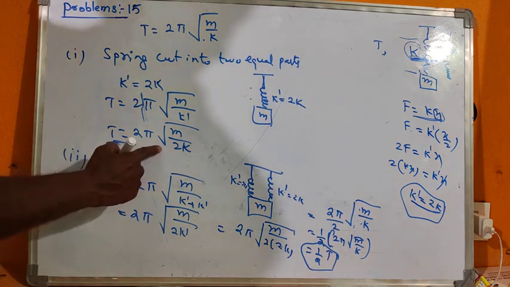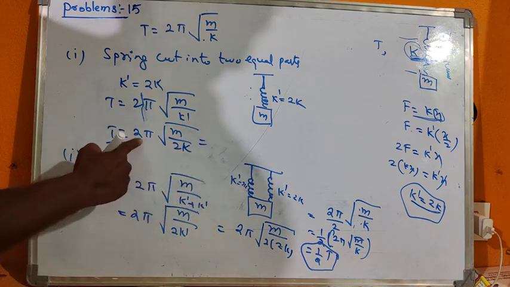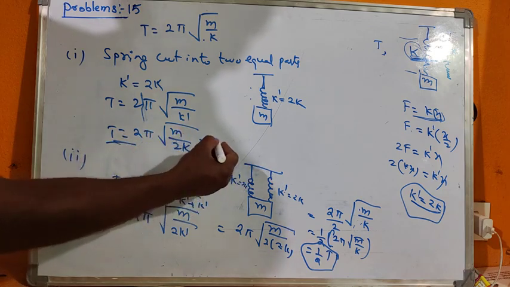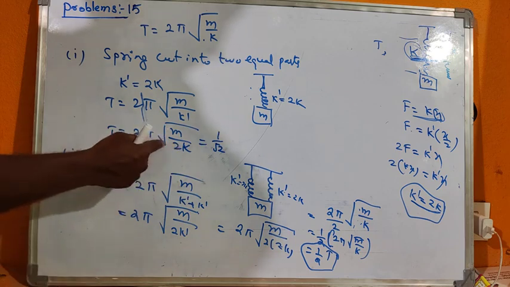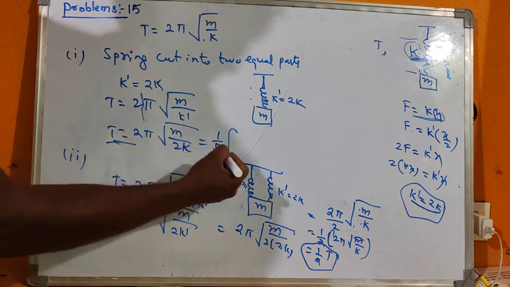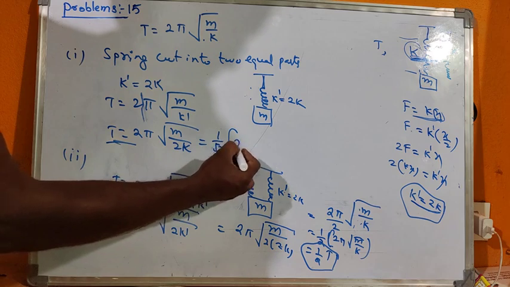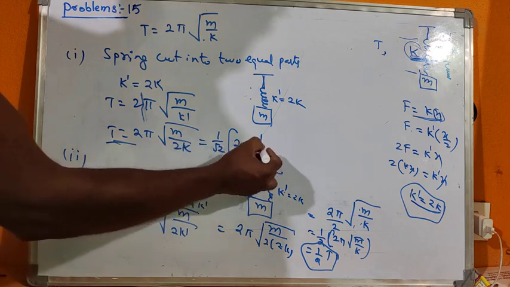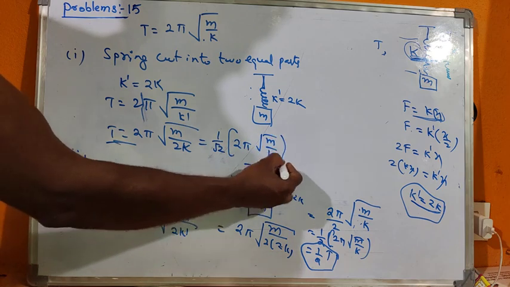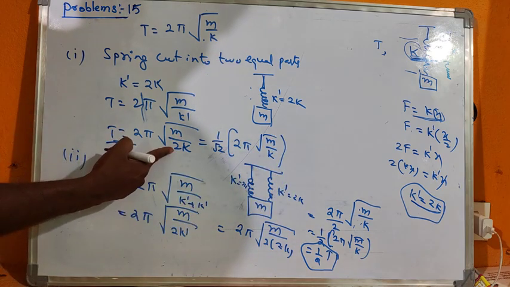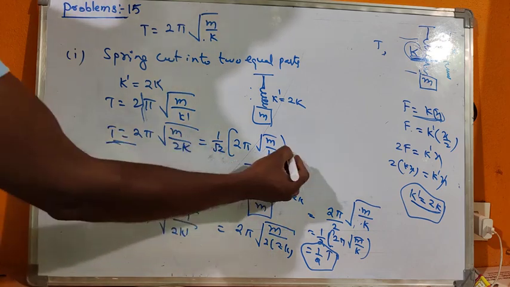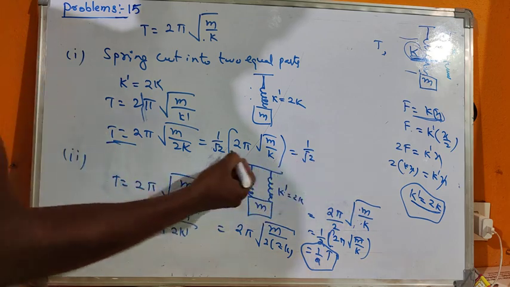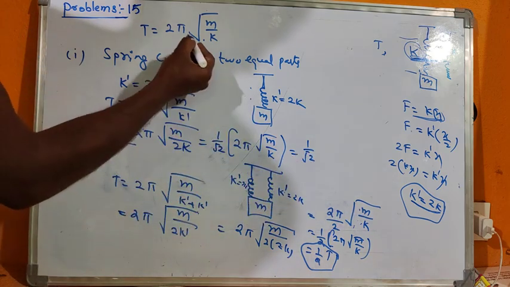Okay, and here also we can write it like this. So this is 2 pi m by 2k. From this equation I am taking 1 by root 2 and writing it separately. Okay, and the remaining is 2 pi under the root of m by k. So 1 by root 2 we are writing out in front of this. Then 1 by root 2 of this total is equal to what? That is equal to T.